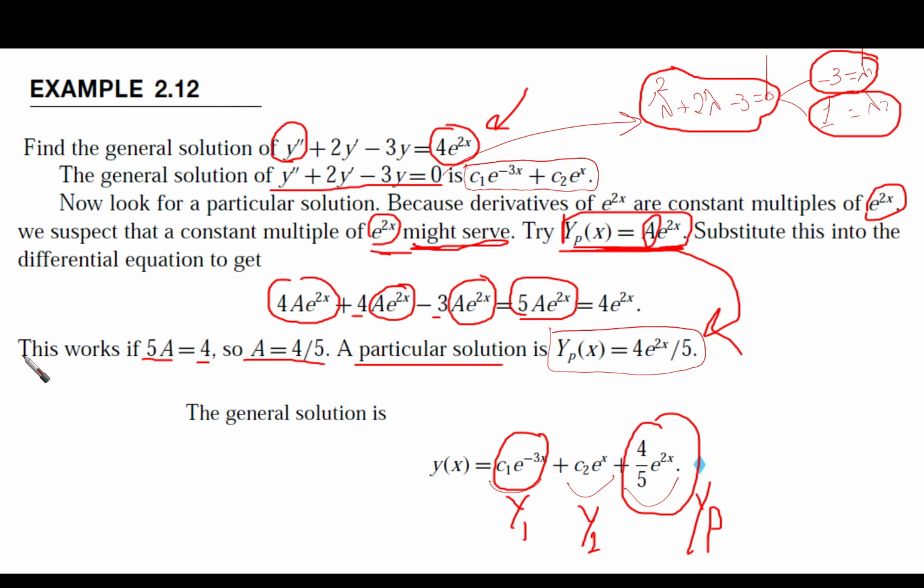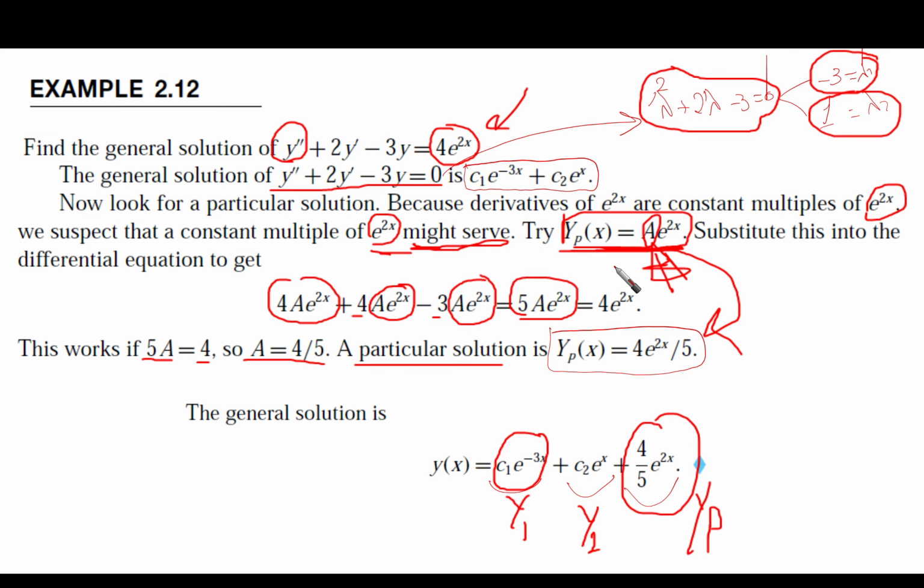Now the strategy, as I said, is that the right-hand side was an exponential function, so we suggested that this y particular is going to be an exponential. You can take it like this: whenever the right-hand side of the non-homogeneous equation f of x is exponential, then assume y particular equals a constant times the exponential function. This is the key.